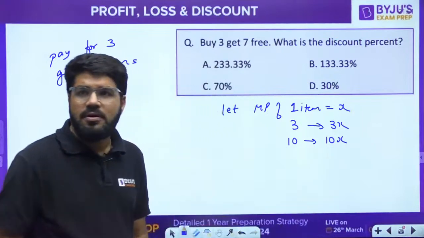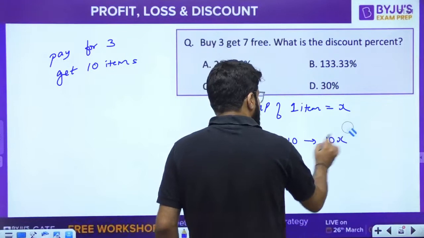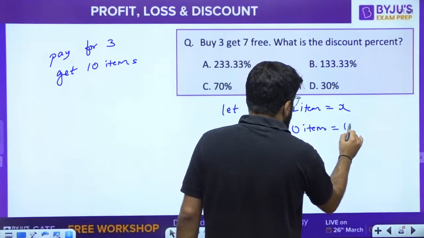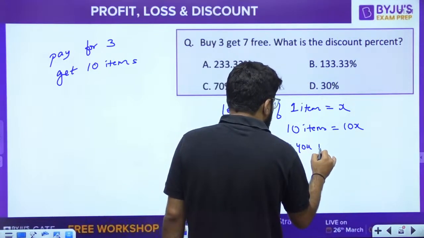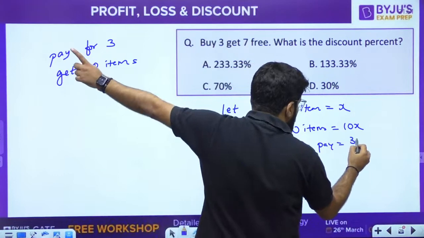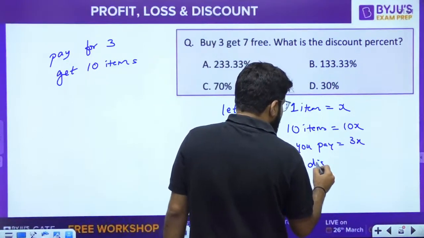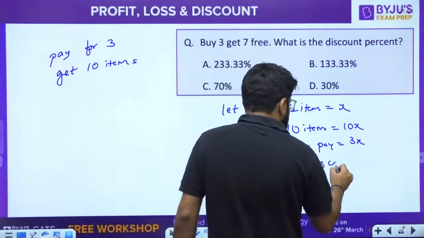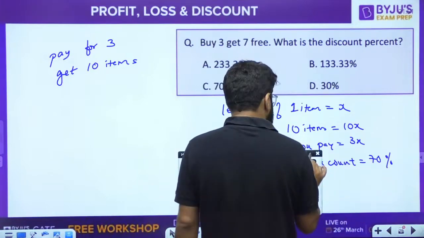What is the discount? 10 items cost 10X, remove the 3. For 10 items, you should pay 10X, but you pay only 3X. So how much is the discount? Very clearly, instead of 10 rupees you paid 3 rupees, 7 rupees saved, so 70%. No need to put it into a formula. Discount is 70%. Option C.